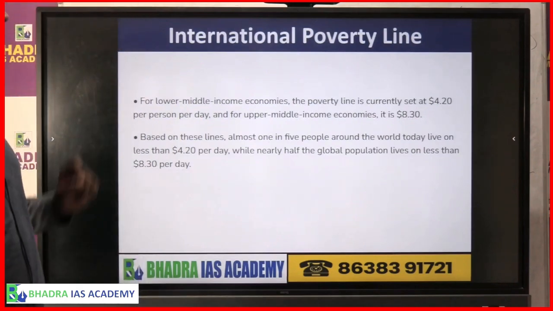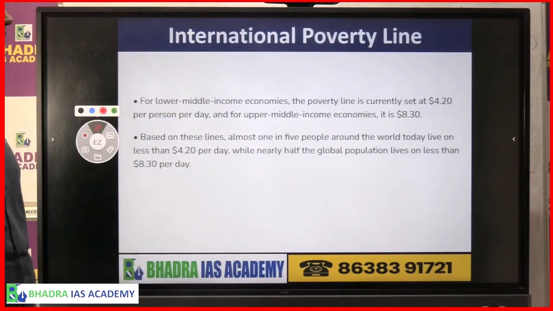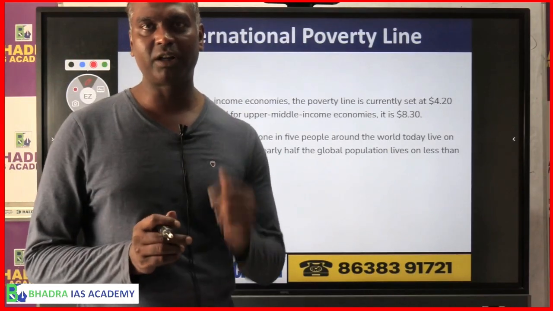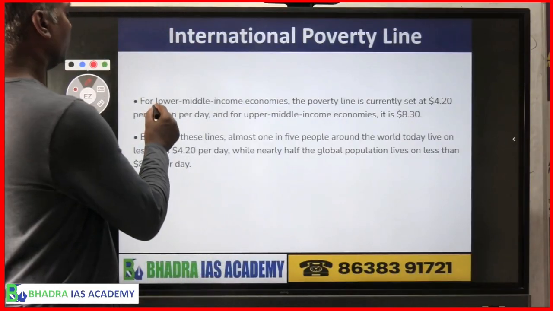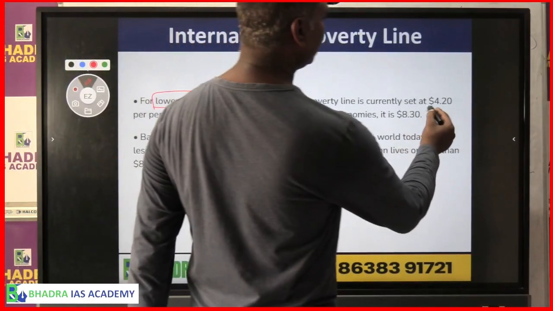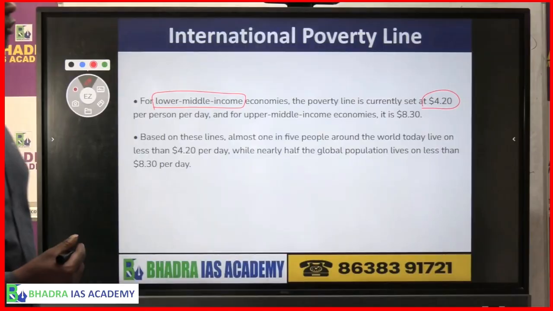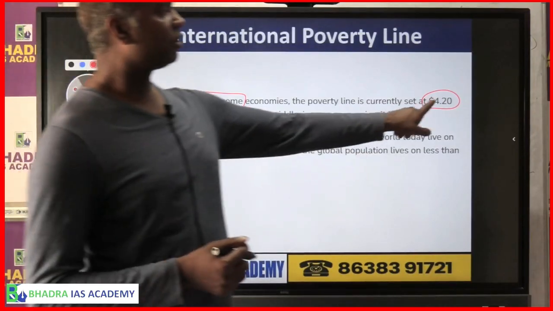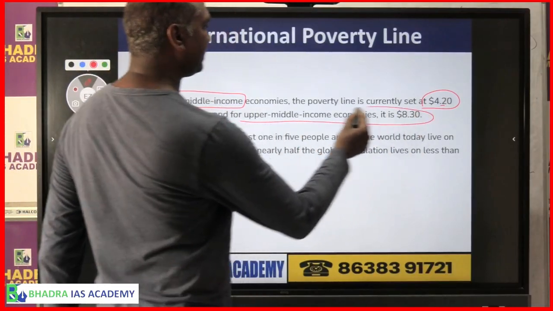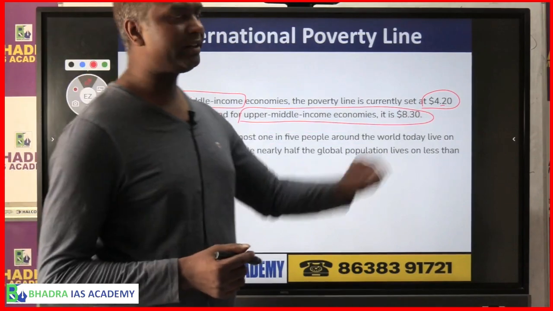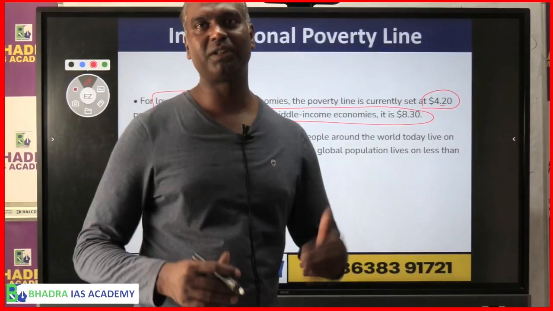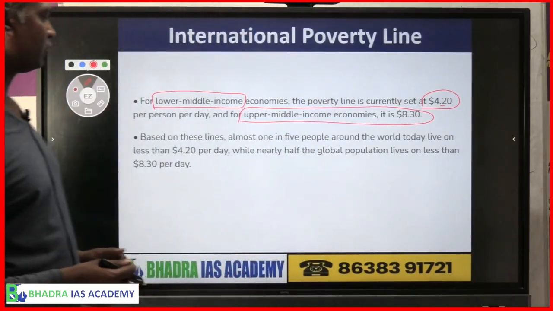Now coming to some details about some other poverty estimates. So if you look at it, we said international poverty line है $3 per day, but for the lower middle income economies, the poverty line is currently set at $4.2. Okay, it is set at $4.2, and for upper middle income it is set at $8.3. Okay, so there are different ranges for different levels of the economy. What should be the rate of poverty?